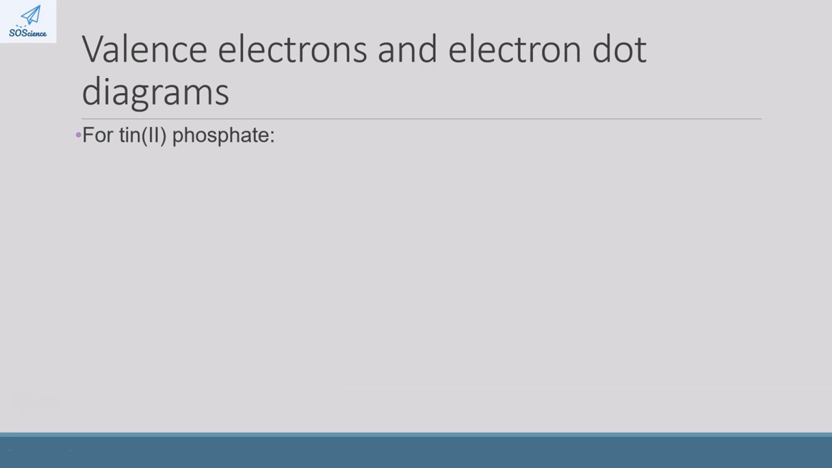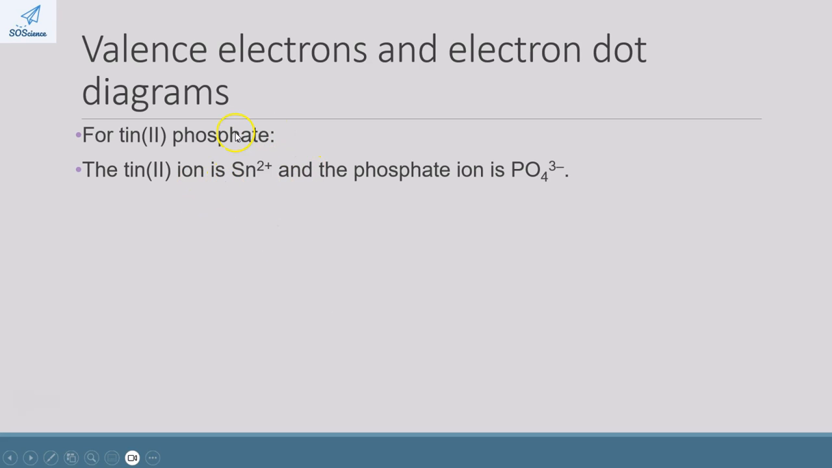Let's look at tin(II) phosphate. The tin(II) ion is Sn²⁺, and the phosphate ion is PO₄³⁻. That means that tin wants to give away 2 electrons and phosphate wants to gain 3. Now, using the crossing method, we would know to put the 3 as a subscript next to the Sn and the 2 as a subscript next to the PO₄.